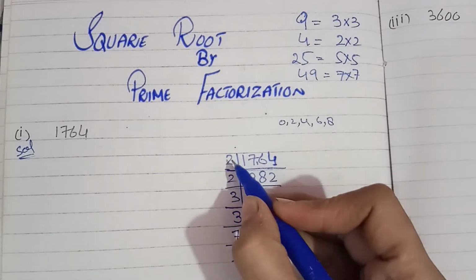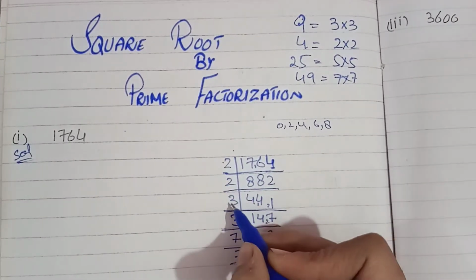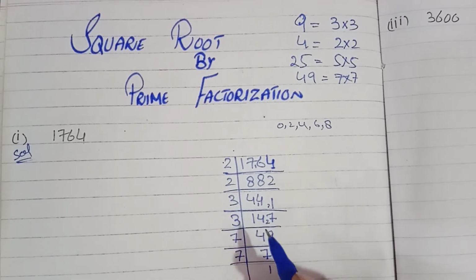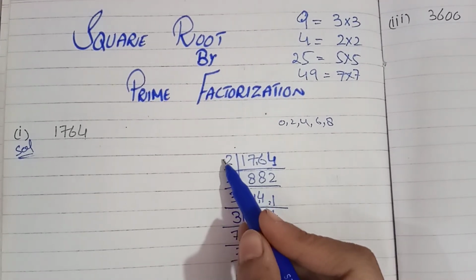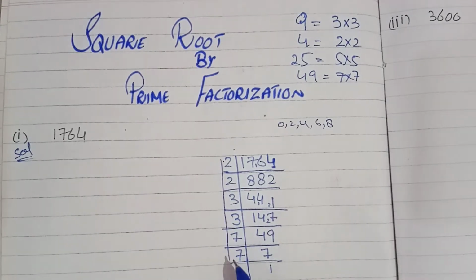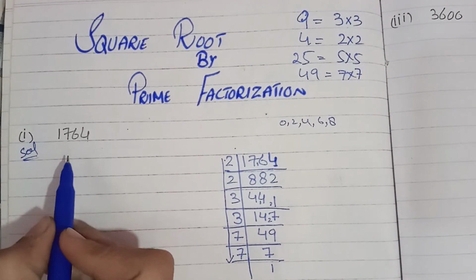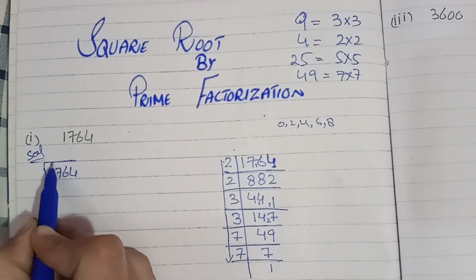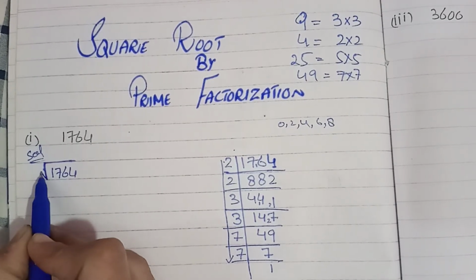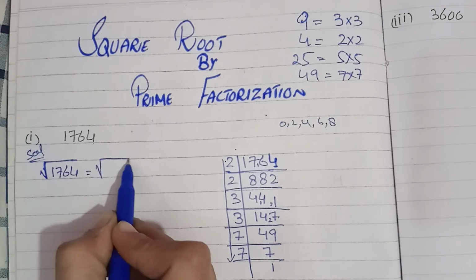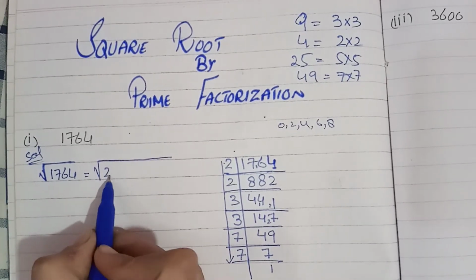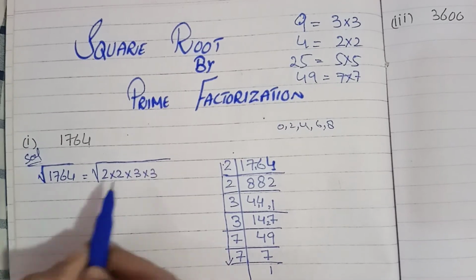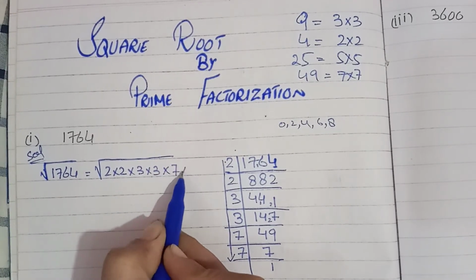You can see that if the first number is 2, the second number is 2. If the first number is 3, the second number is 3. Means pairs are coming. Okay, it means that these are the prime factors. Okay, you are finding out the square root of 1764. This is the sign of the square root. So the square root of the prime factors is square root of 2, 2, 3, 3, 7 and 7.